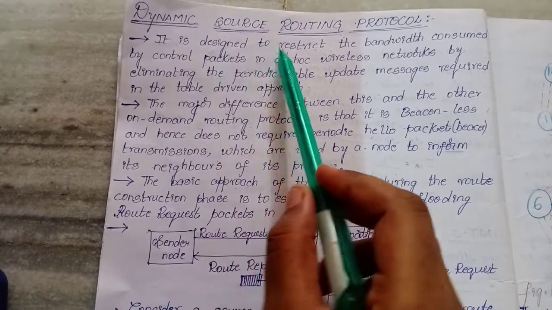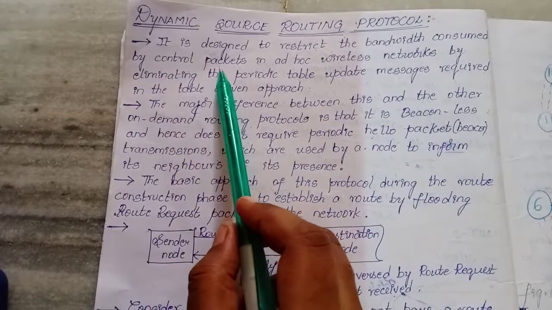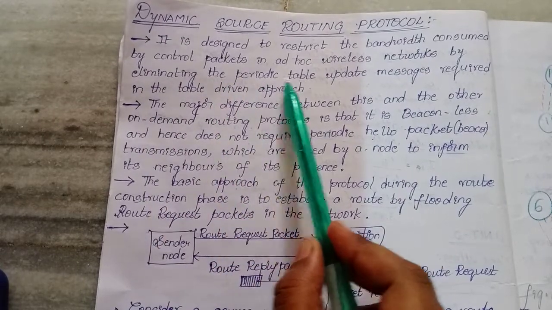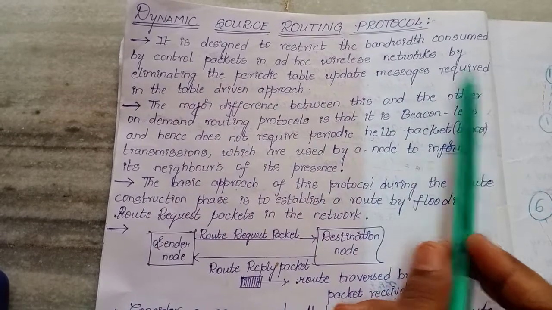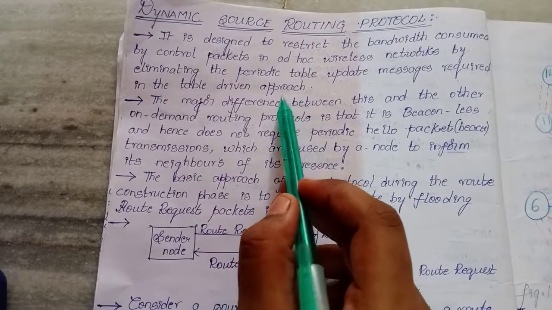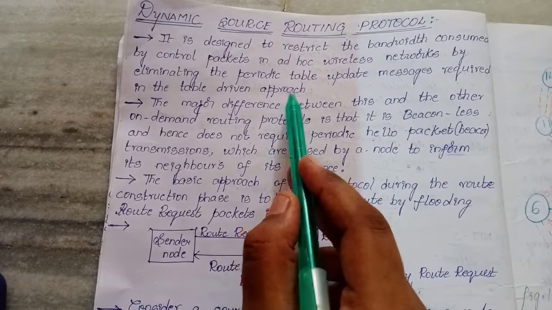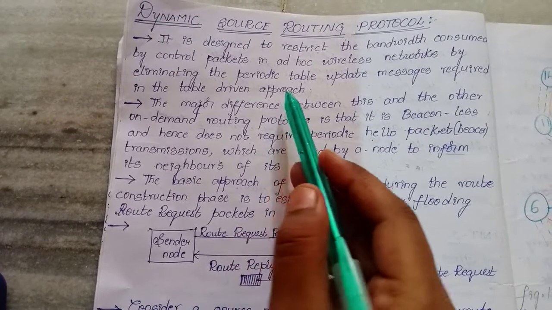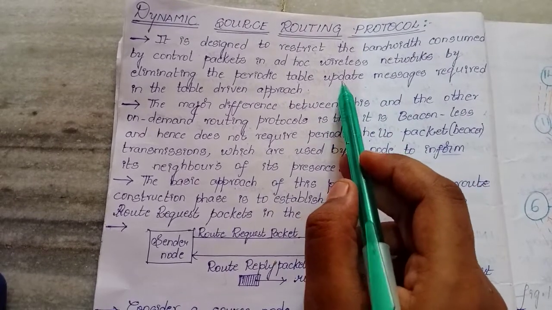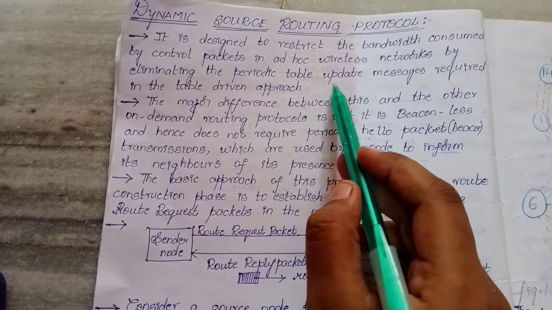It is designed to restrict the bandwidth consumed by control packets in ad hoc wireless networks by eliminating the periodic table update messages required in the table-driven approach. In table-driven approach, for example, if you consider DSDV, that is Destination Sequence Distance Vector Routing Protocol, there we have to generate update messages, which will consume bandwidth, right? So there is no need to do like that in this protocol.